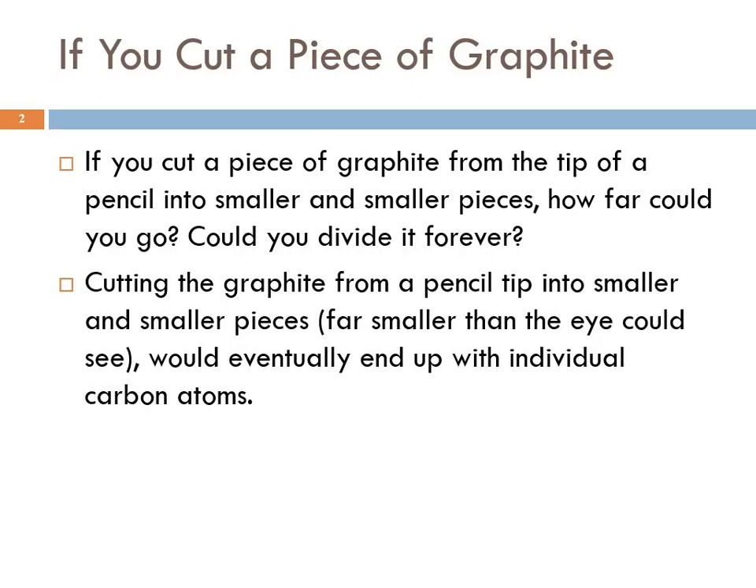Assuming that you had a knife that was sharp enough that you could see what you were doing. Could you keep dividing it forever? Or would you get to a smallest particle size? Well, it turns out you would get to a smallest particle. And that's what an atom is. It's the smallest piece of an element. It can't be cut. It's very, very small, much smaller than you can see with your eye.